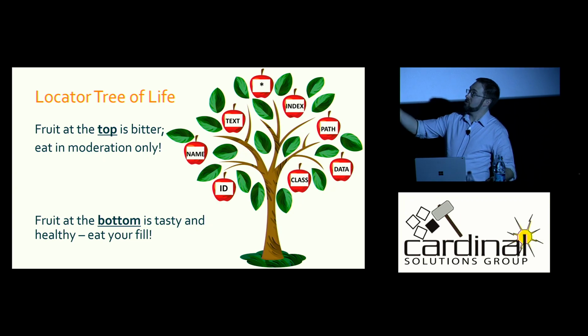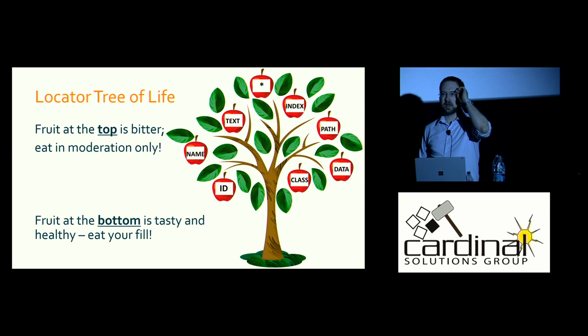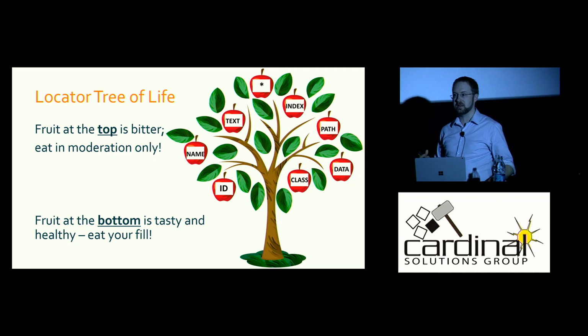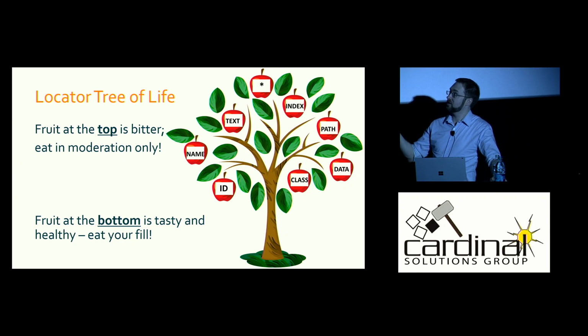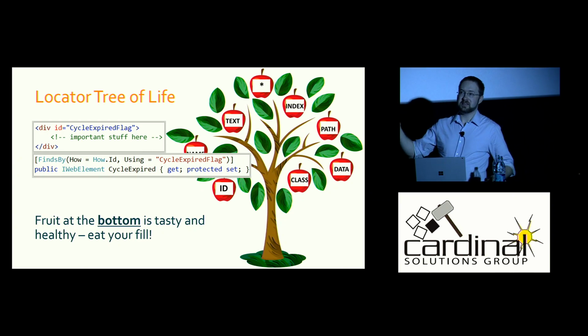And the idea is that the fruit at the bottom of this tree is tasty and healthy, and you can eat all that you want. But as you go up the tree, the fruit becomes more and more bitter, and you want to avoid it or eat it in moderation. So things at the bottom, like ID, class, and data, tend to be easier to use and more resilient to change. So as an example, let's say I have a piece of HTML.